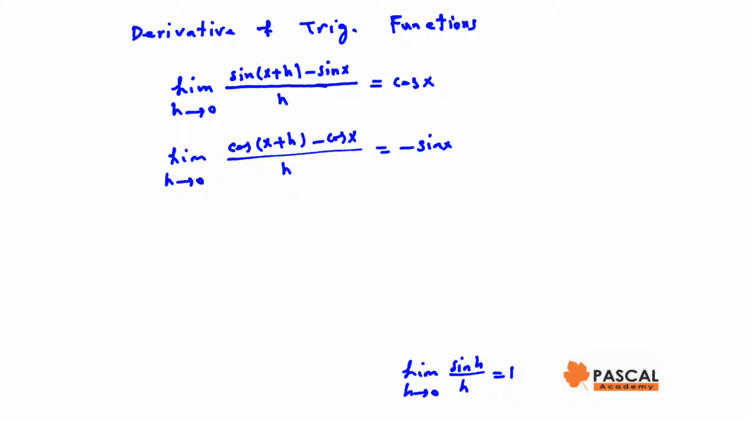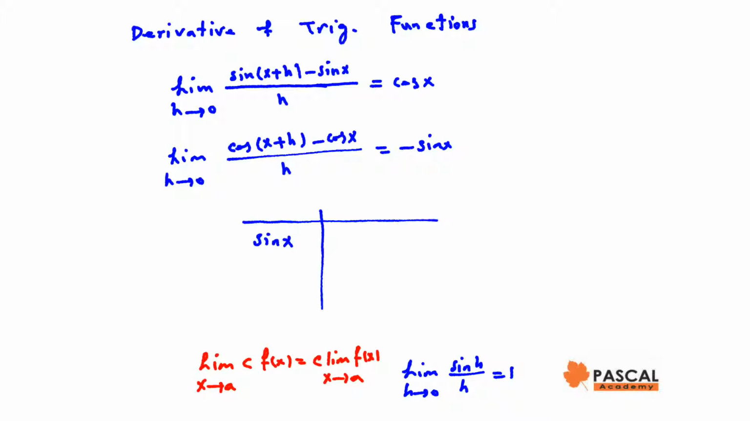To prove this, we use compound angle formula. We expand sine of x plus h in the first limit and cosine of x plus h in the second limit. And we use the fact that limit of c times f of x, when c is a constant, as x approaches a is c times limit of f of x as x approaches a, and limit of sine of h over h as h approaches 0 equals 1, we have the other side. This means derivative of function f of x equals sine of x is f prime of x equals cosine of x, and derivative of cosine of x is negative sine of x.